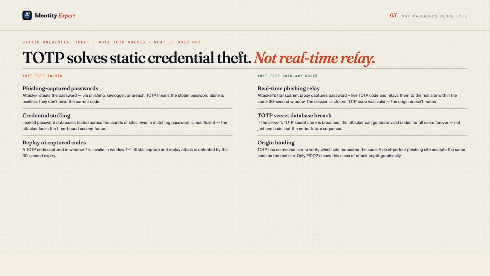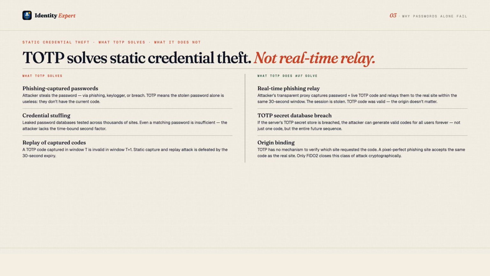TOTP does not solve real-time phishing relay. If an attacker sets up a transparent proxy between the user and the real site, they can capture both the password and the live TOTP code and replay them to the real server before the 30-second window expires. This is called an attacker-in-the-middle attack, and it is the primary residual threat against TOTP.